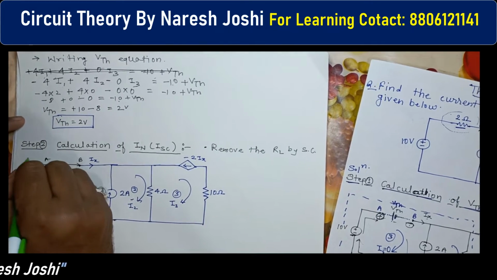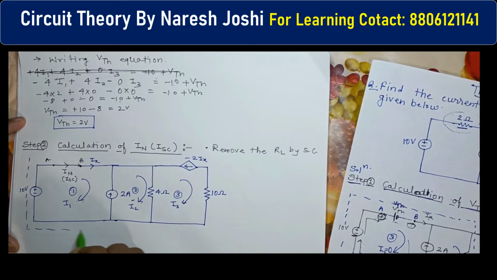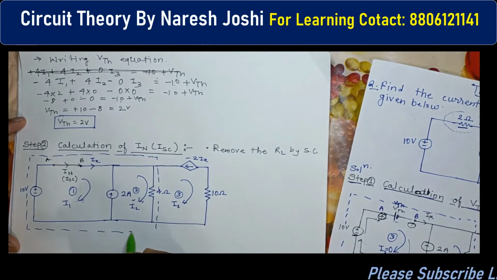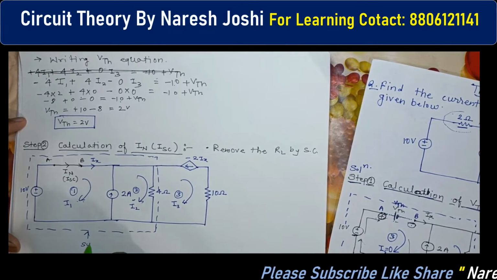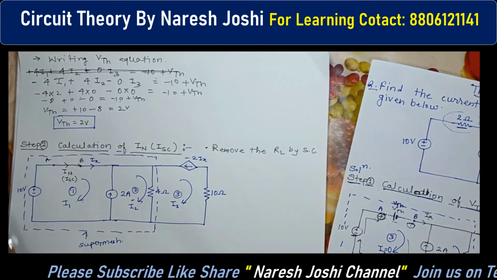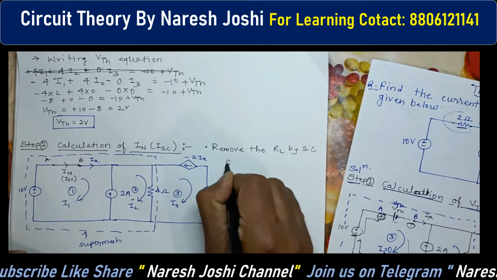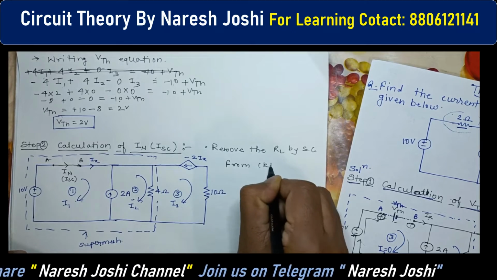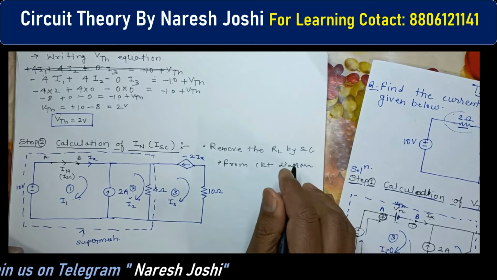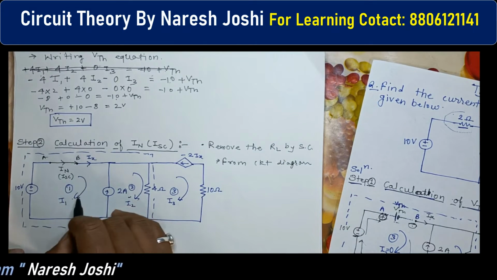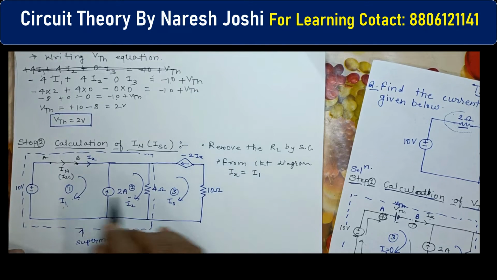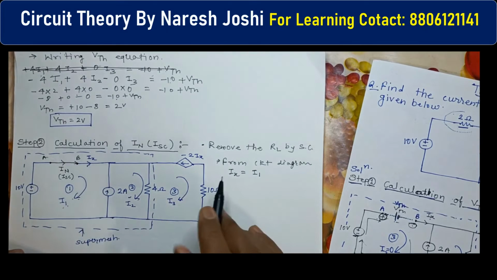So this again becomes the super mesh. So we have to mark here this is the super mesh. Okay, so here, from the circuit diagram, what is the Ix? Here you can see the Ix equals I1 because both are the same. So here Ix equals I1. That means whatever value I1 has, that value will be the Ix.